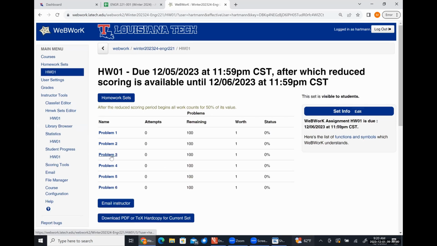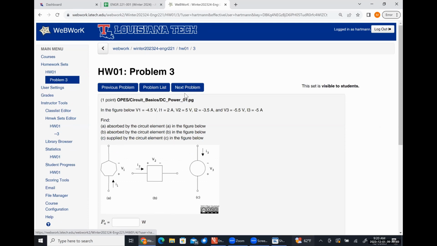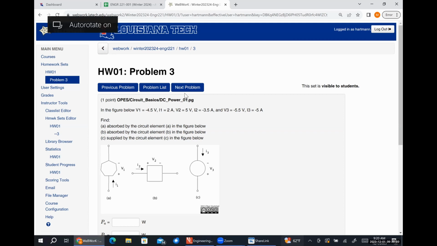So let's look at homework set 1. Let me find one of the problems. This will work. In the figure below, we are given the value for voltage V1, current I1, V2, I2, V3, and I3. We are asked to find the power absorbed by the circuit element A in the figure below.